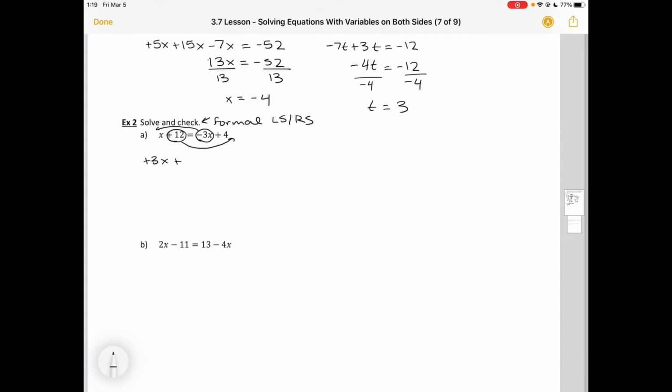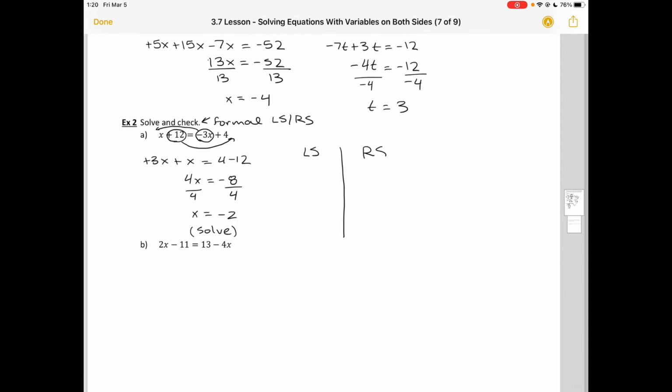So I've got plus 3x plus x equals 4 minus 12, which simplifies to 4x equals -8. Dividing both sides by 4 leaves us with x equals -2. That is my solve part. The next thing that I'm going to do is check my answer.